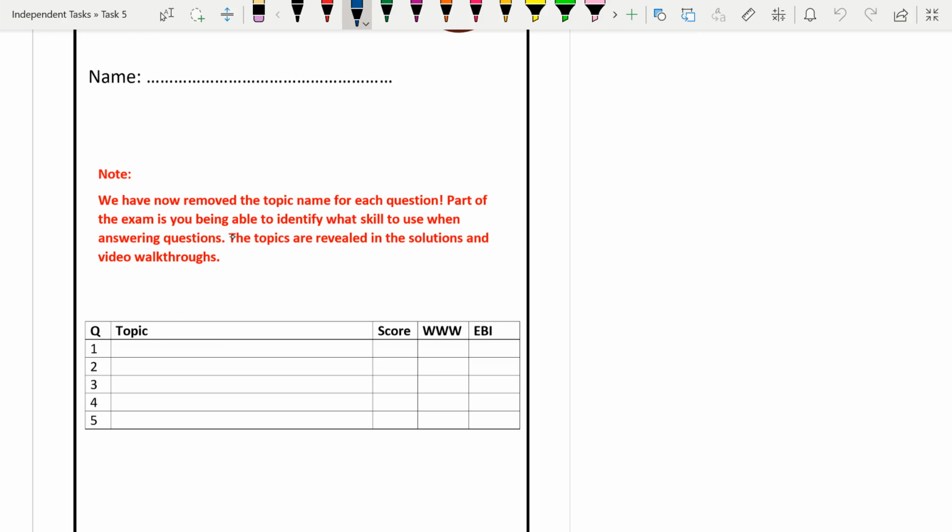Topic 1 was equivalent form using the trig. Number 2 was trig identities. Number 3 was differentiation. Number 4 was your modulus function. And then number 5 was your inverse function.